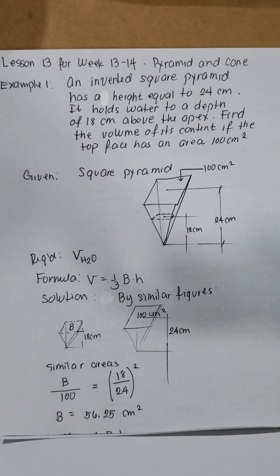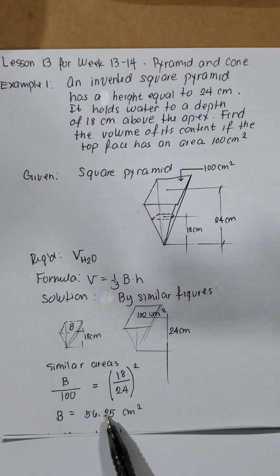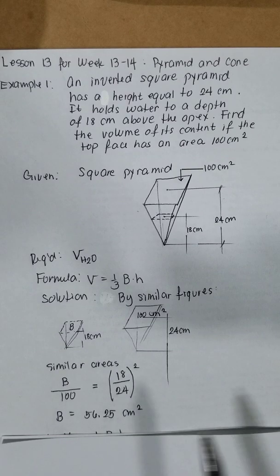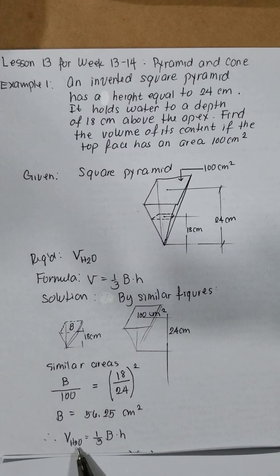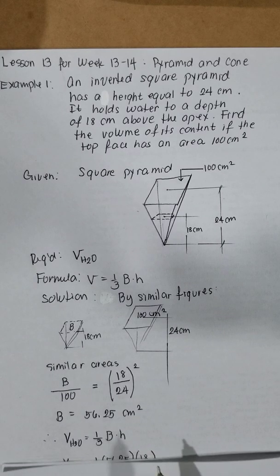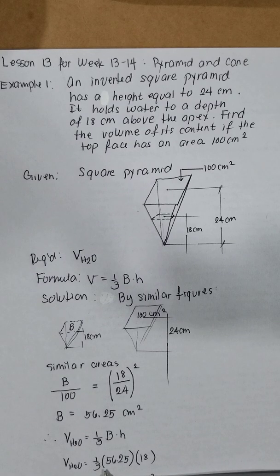The smaller base is now 56.25 square centimeters, which when we plug it in the volume formula, volume of the water is equivalent to 1/3 base multiplied by the height. That gives us 1/3 times the area of the base, which is 56.25, multiplied by the height, which is 18, will give us the volume of the water as 337.5 cubic centimeters.